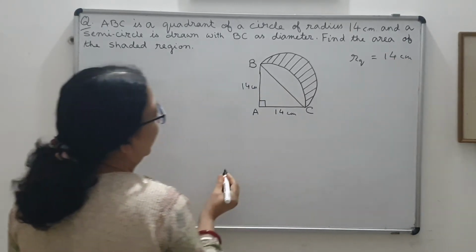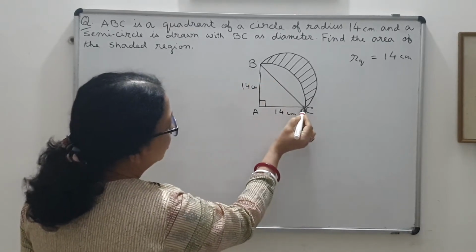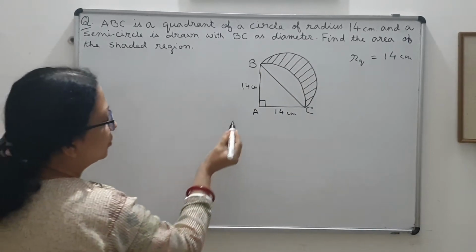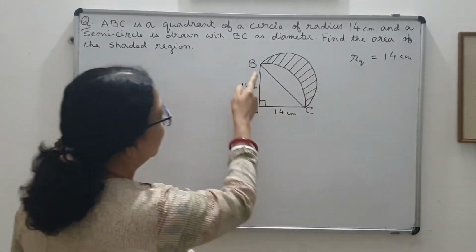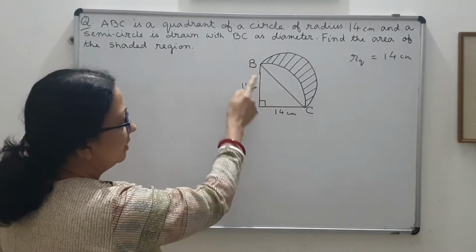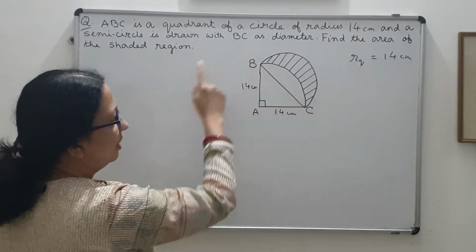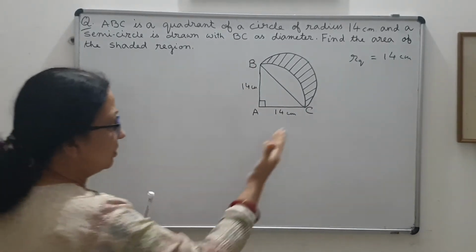Okay. And then this is the diameter, so I have to find out the radius of the semicircular part also. So let me find out. For finding the radius of the semicircular part, I have to first find out the length of the diameter BC, and this diameter is nothing but the hypotenuse of this right triangle. So very easily we can find it out. So let us do this work first.